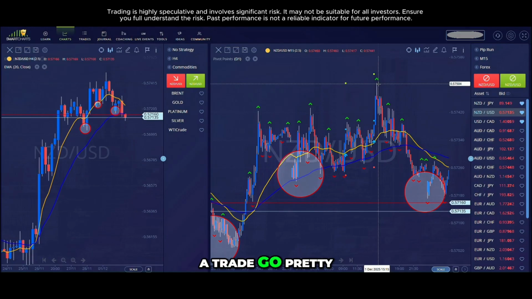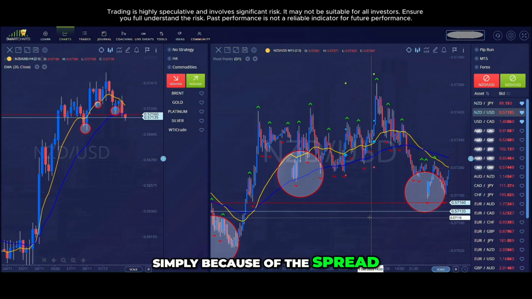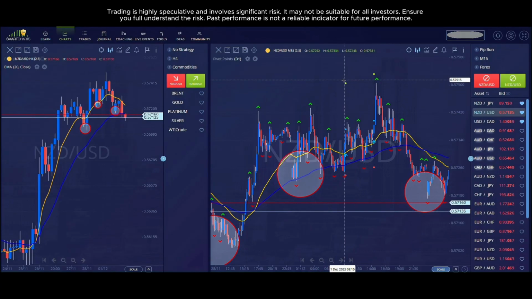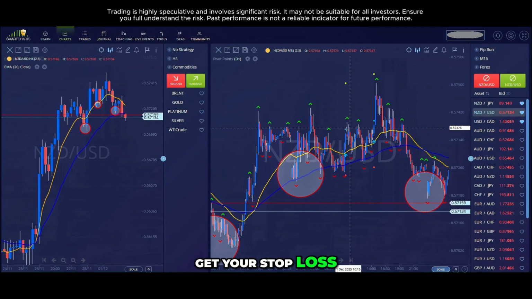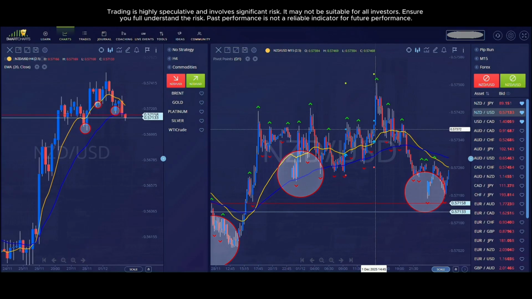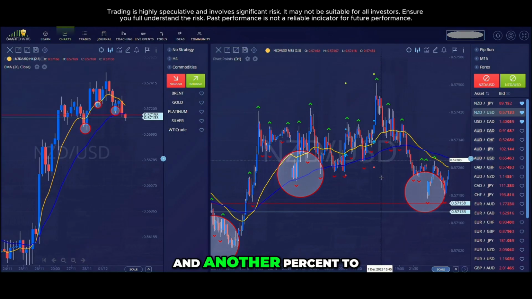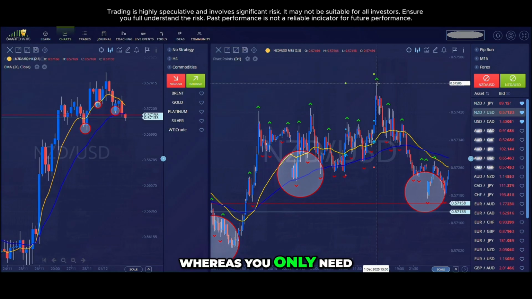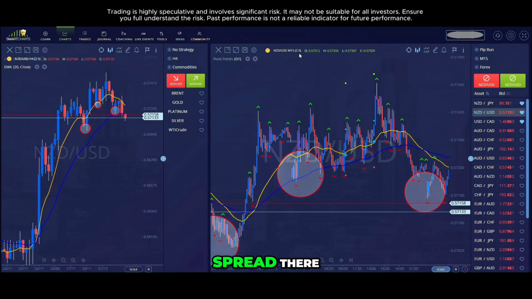But when you've seen a trade go pretty much 90% in your favor, this trade would have not reached take profit simply because of the spread, which we've covered in a previous video. I would say if you're present, get your stop loss to break even and tell the market to do its worst. Because if you do the numbers, this trade has to move back pretty much 1% and another percent to take you out. Whereas you only need it to move 1 to 5 pips to take you out. We're talking 2.5 pips of spread there. So there are 2 things to contend with there: timing of the pip runner and also breaking even when we get close to take profit.